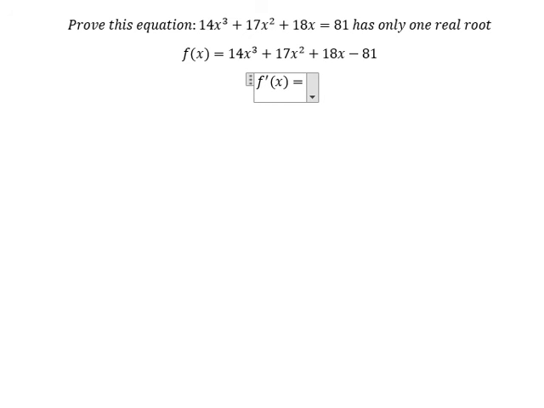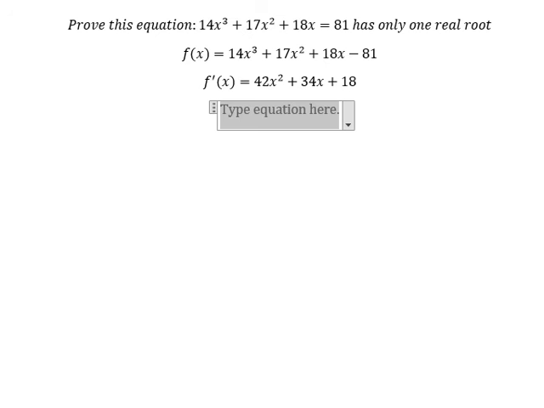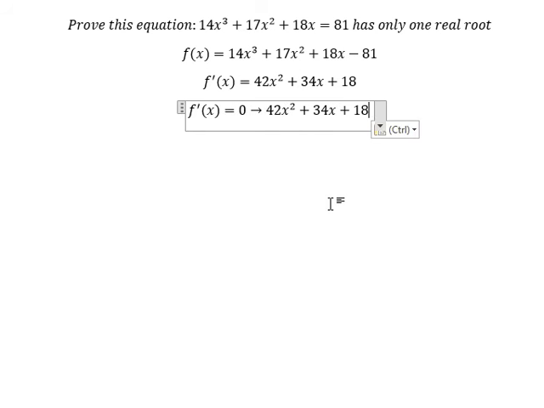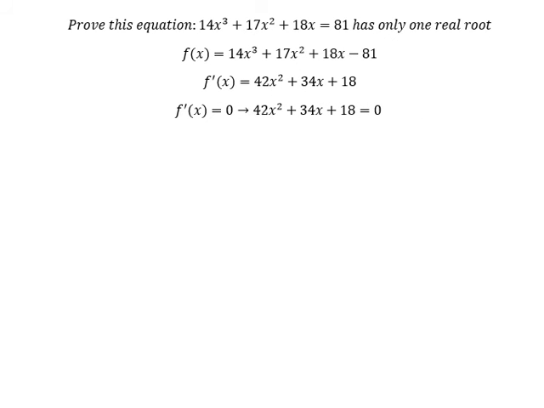That should be 42s squared plus 34s, and we have 18. Next, we put first the derivative of the function equal to 0. So we have this one equals to 0. Later that we find delta.